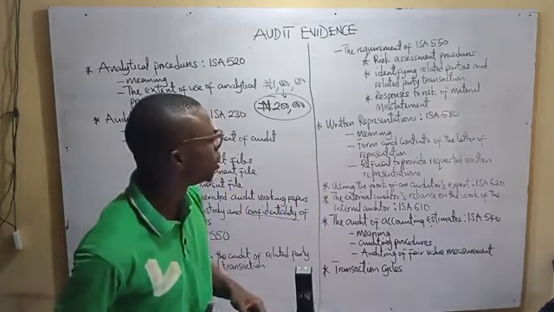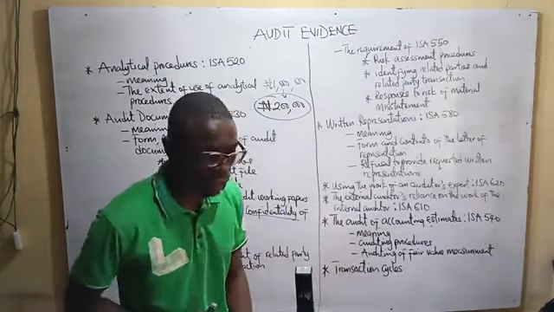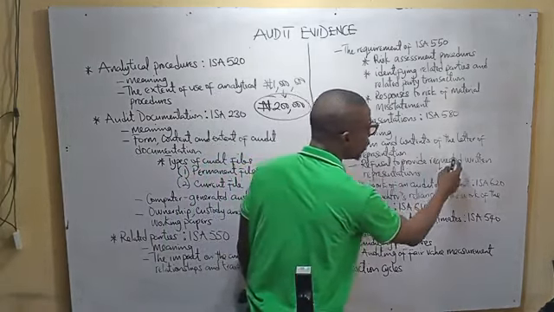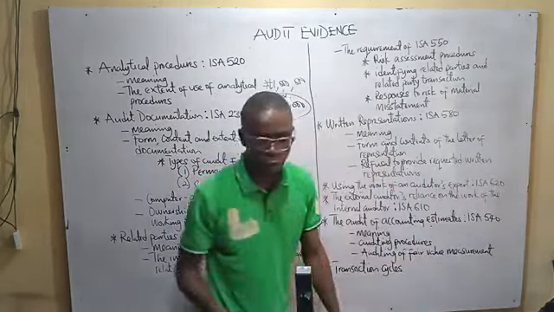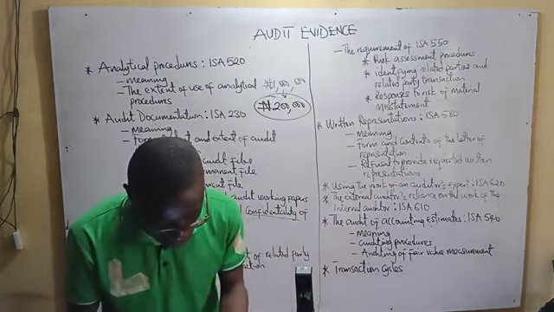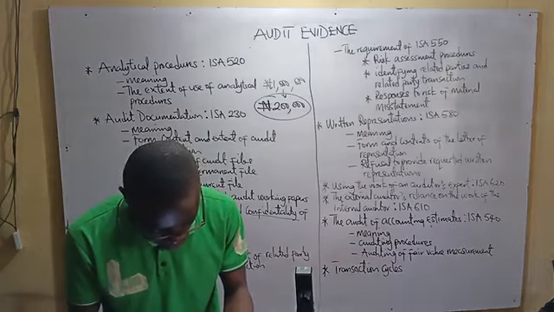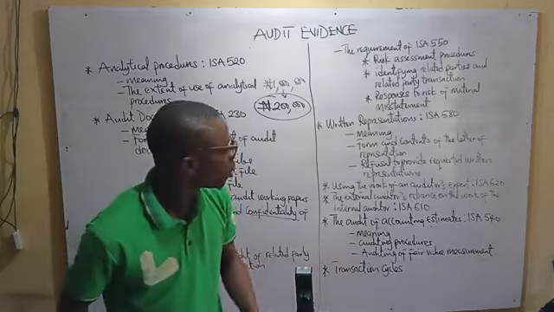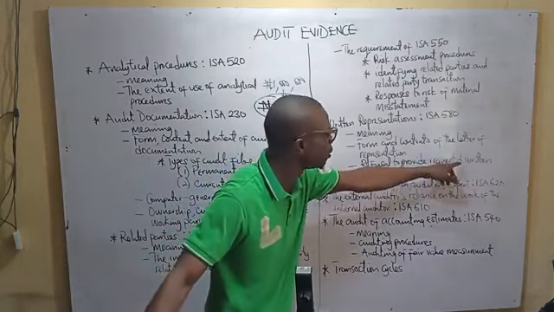Now let's go to the next one. Look at it. Refusal to provide requested written representation. Who can explain that statement? Refusal to provide written representation.